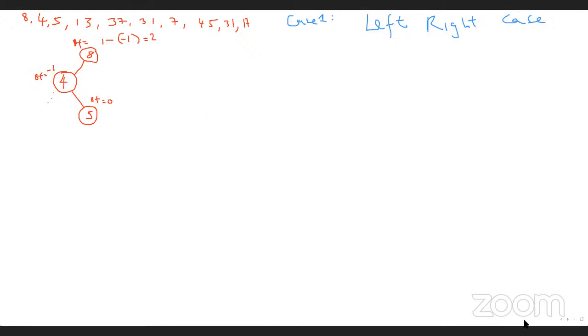So how would we solve that? If you have this, solution number 1, 2 steps. Step 1: go to the left child and rotate that child. Go to the left child and rotate it left. So you go to the left child, which is this one, and rotate it left.